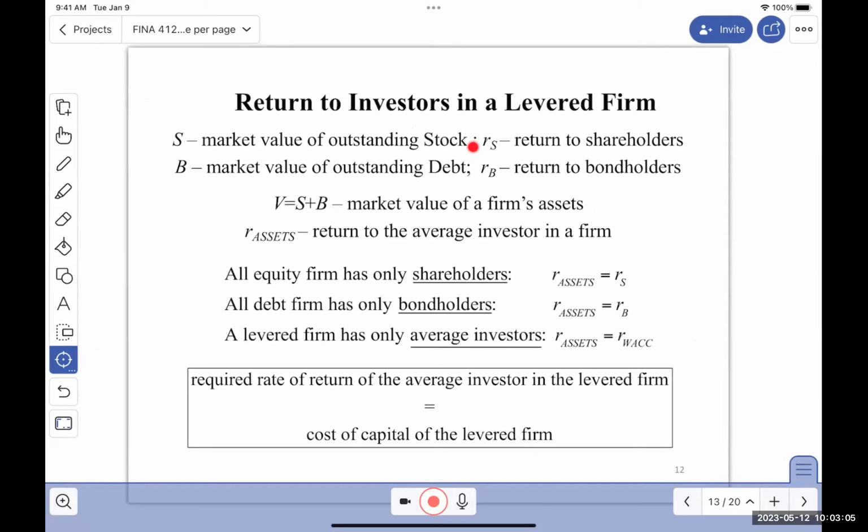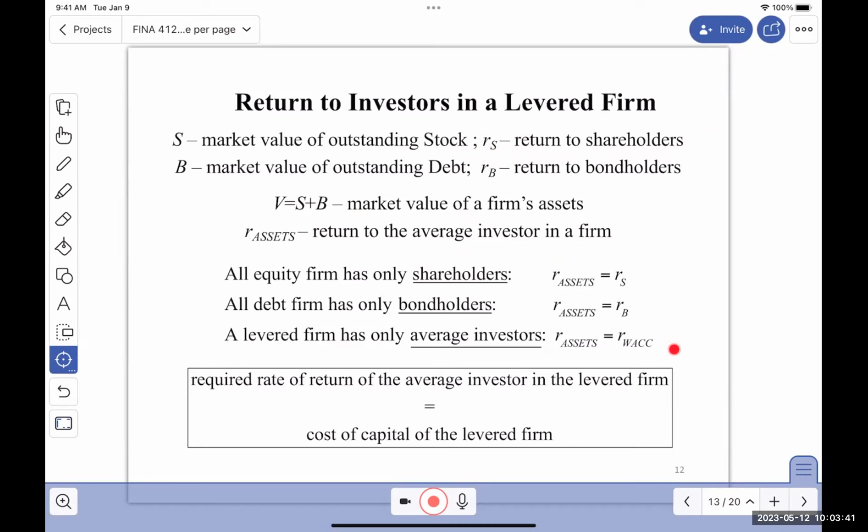So we have this, just repeating myself. S is the market value of outstanding stock. RS is the return to shareholders. B is the market value of outstanding debt. RB is the return to bondholders. And simultaneously, this is the required rate of return for shareholders, right? So it's what's paid to them and it's what's required by them at the same time in equilibrium. And then we have the average investor in the firm.